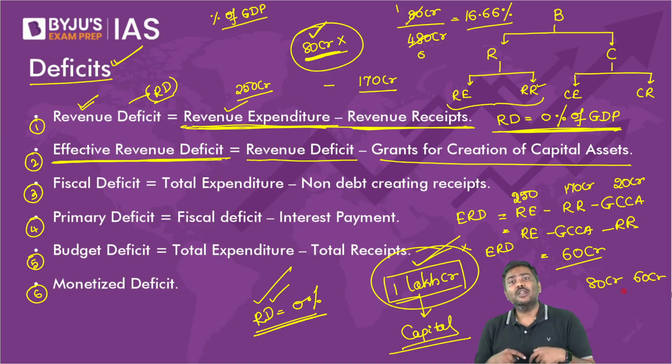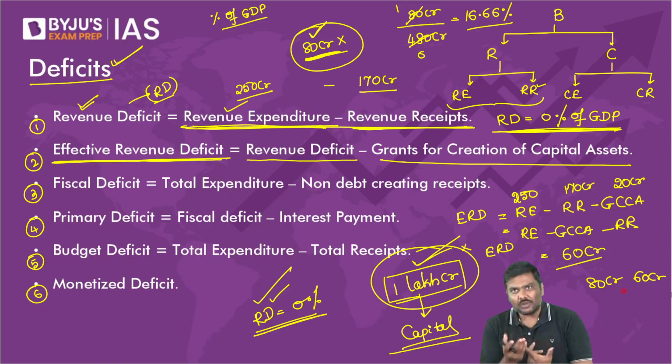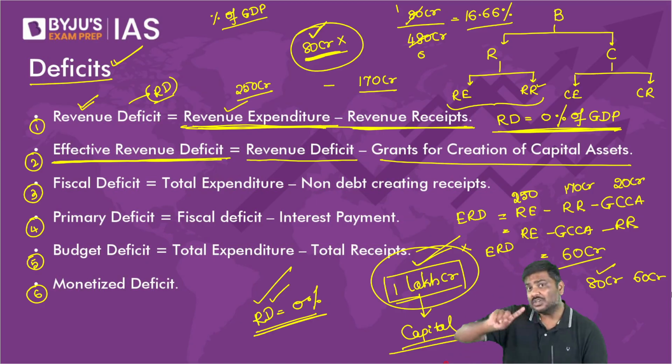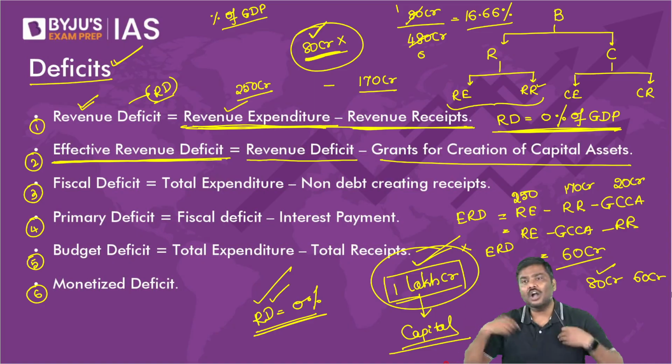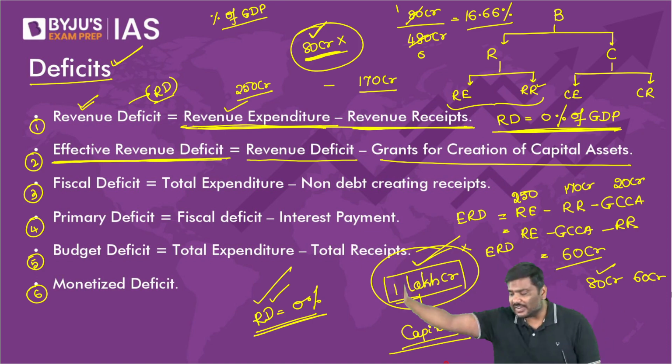Sir, why do we calculate effective? Why do we not stop at revenue deficit? Why do we calculate effective here? Can I say out of 80 crore rupees borrowings that you have done, some of it was used for creation of an asset, not by the central government, but some of it was used for creation of an asset.